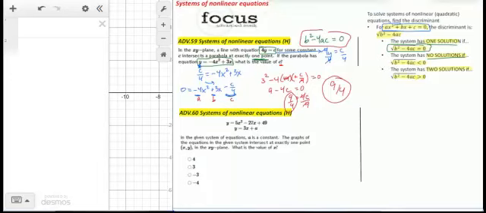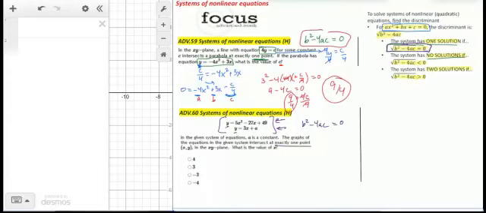Right, let's take a look at this other problem now where it's clear it's a system. You have a linear equation and a quadratic equation, and you're told that they intersect at exactly one point. So once again, it's that same relationship. We know that b squared minus 4ac is going to equal 0.